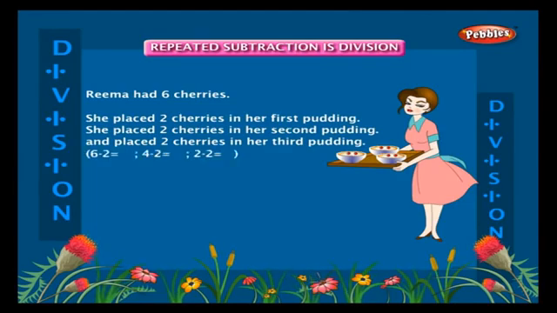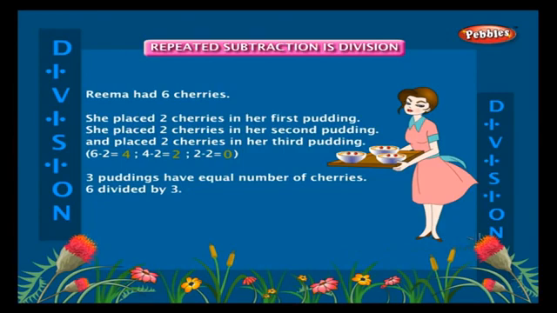So, 6 minus 2 is equal to 4. 4 minus 2 is equal to 2. 2 minus 2 is equal to 0. 3 puddings have equal number of cherries. 6 divided by 3 is equal to 2.